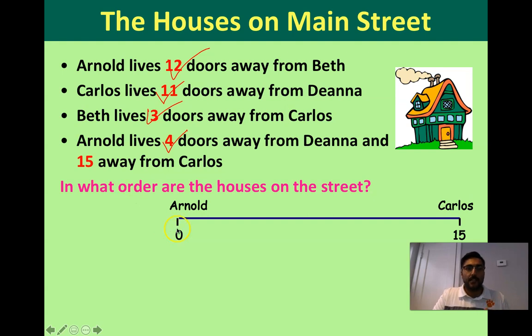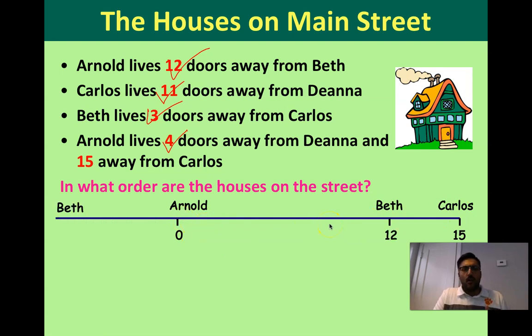Now I can start filling things in. Well, Beth lives 12 doors away from Arnold. Or I could also say Beth lives 3 doors away from Carlos. It doesn't really matter. Either I put Beth here because she's closer to Carlos, she's only three doors down, or, based off of our first statement, Arnold lives 12 doors away from Beth. I could put Beth here as well because she's going to be 12 doors, roughly, on my line away from Arnold. Doesn't matter. Both statements tell me that Beth is approximately over here, 3 doors away from Carlos, or you could read the statement that she's 12 doors away from Arnold.